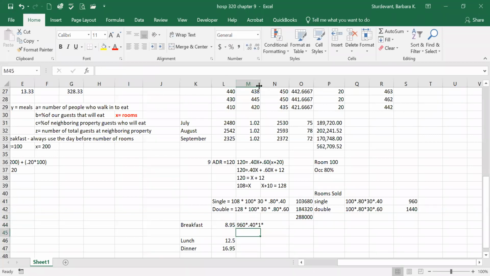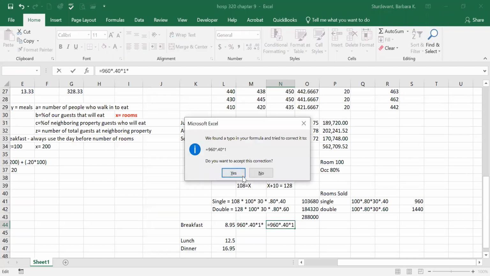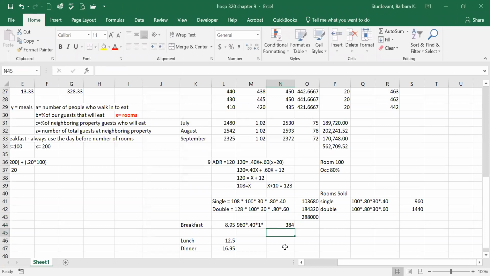So this is what we would do to find the number of people. We'll do it this way so that you can see. So that's the number of people. And then to find the sales, we would take this times this. And that would give us our breakfast sales for single.